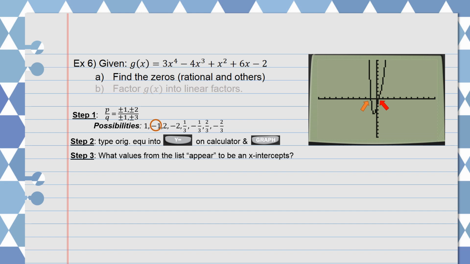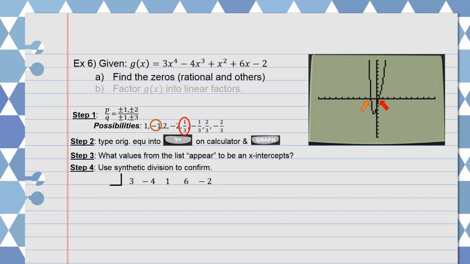Do we have any fractions? Yes, we have 1/3 and we have 2/3. Since 1/3 is a smaller value and closer to 0 than 2/3, there is a good chance the 1/3 might be a possibility. So how do we confirm this? Well, we have to use synthetic division to confirm. We cannot just look at a graph and automatically assume that it is going to be a 0.